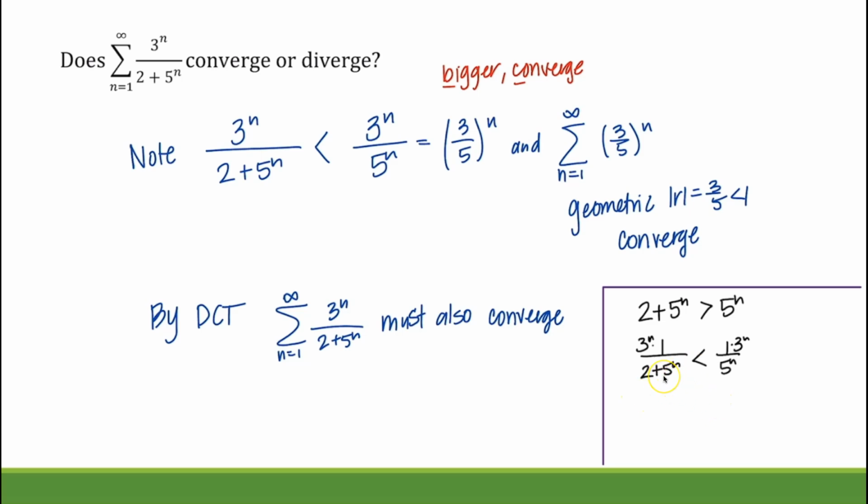The other thing I can do is plug in a number to just double check that this inequality holds. If I substitute in, let's say 1, then I'm going to end up with 3 over 2 plus 5, so 3 over 7, and then 3 over 5. Which would I rather have, 3 out of 7 of something or 3 out of 5 of something? I'd rather have 3 out of 5, right? That's a bigger slice. If there's 7 pieces, I'm getting less.